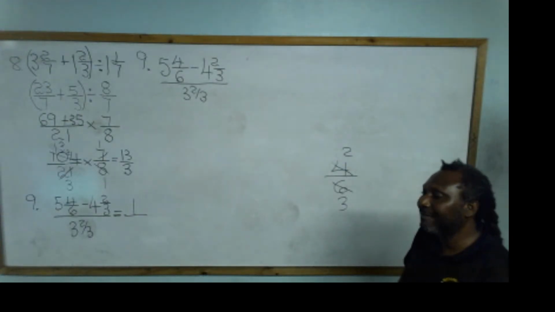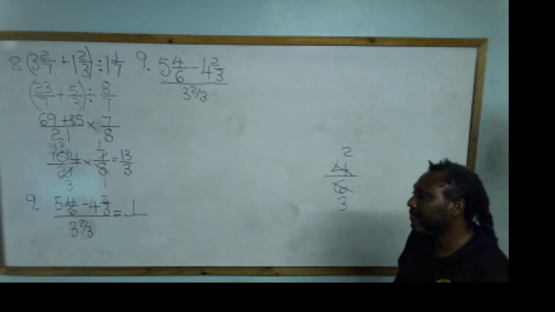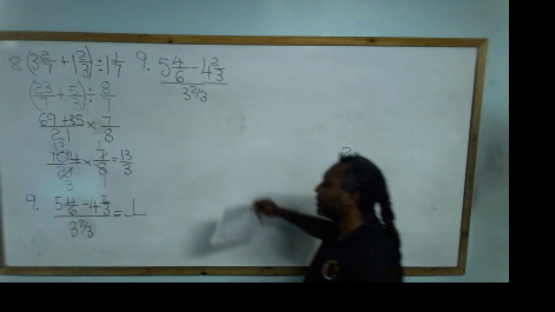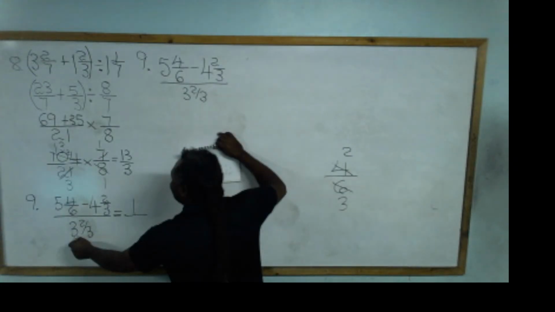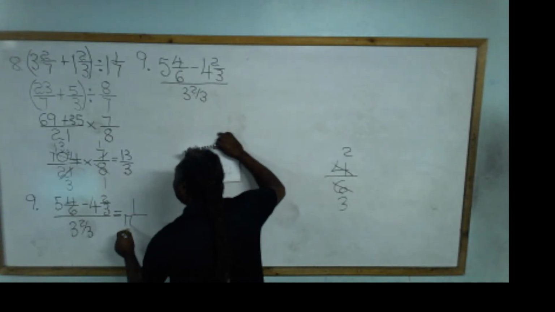And then what do we have after that? 3 times 3 is 9 plus 2, 11 over 3.